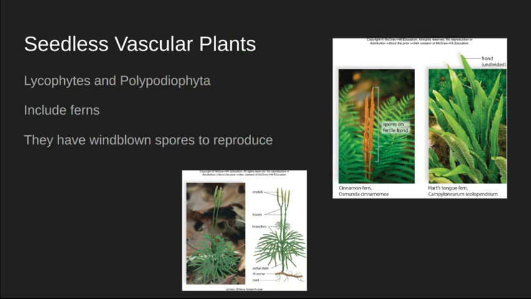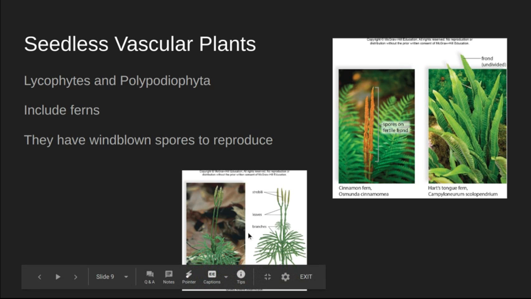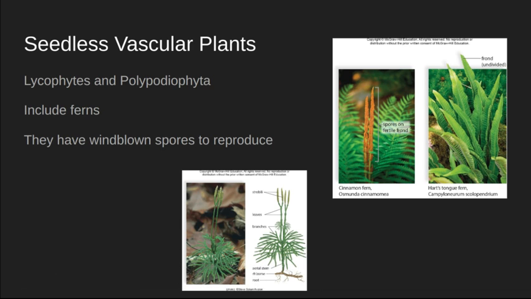So seedless vascular plants include lycophytes and polypodiophyta, which are ferns. Lycophytes, fun fact, have highly flammable spores, and those are going to be these ones down here, and then this is going to be a fern. They have wind-blown spores to reproduce, and they are basically vascularized, but they use those spores to reproduce.